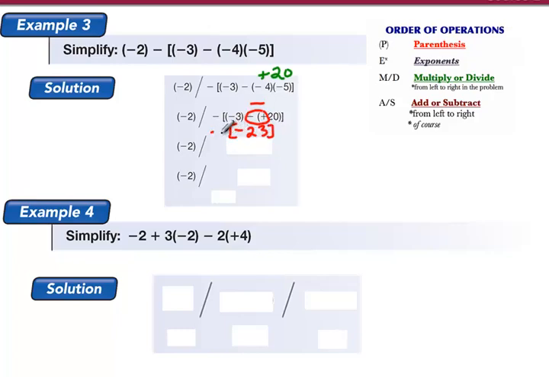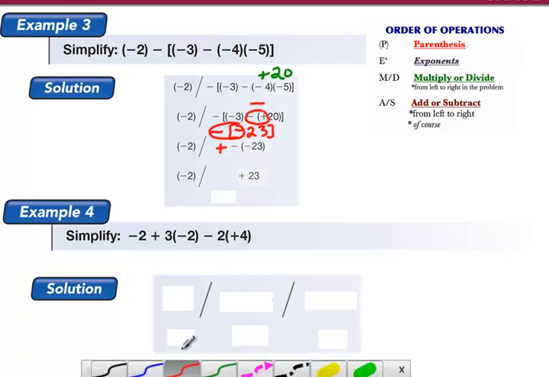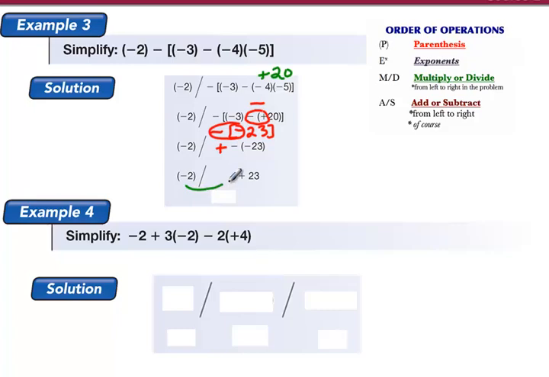And we have a negative on the outside. So we know a negative and a negative is going to simplify to a positive. Those 2 negatives simplify to be a positive 23. Now we are down to addition and subtraction. We see that the signs are different, so we will subtract and take the sign of the larger number. We get 21. We know the absolute value of positive 23 is greater, so therefore our answer is a positive 23.